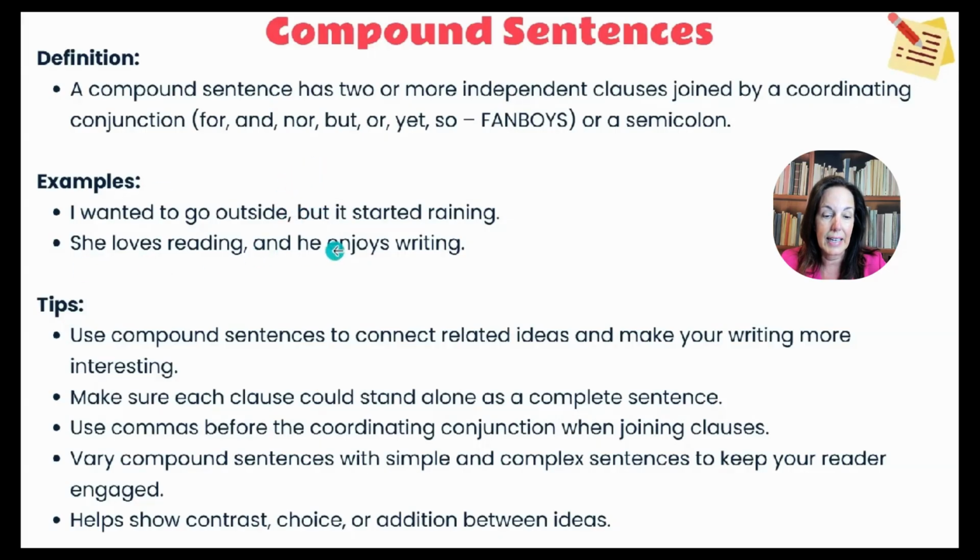She loves reading, and he enjoys writing. So you have your comma there again. You have your coordinating conjunction with your two independent clauses. Okay, some tips. Use compound sentences to connect related ideas and make your writing more interesting. Make sure each clause could stand alone as a complete sentence. Use commas before the coordinating conjunction when joining clauses. Vary compound sentences with simple and complex sentences to keep your reader engaged. These help show contrast, choice, or addition between ideas.